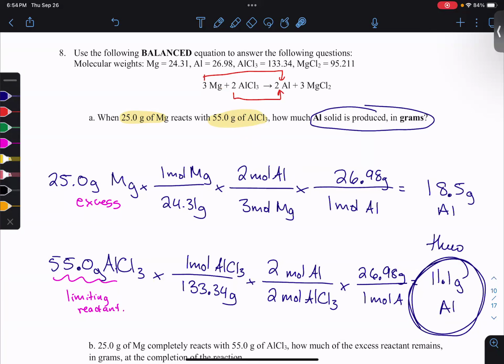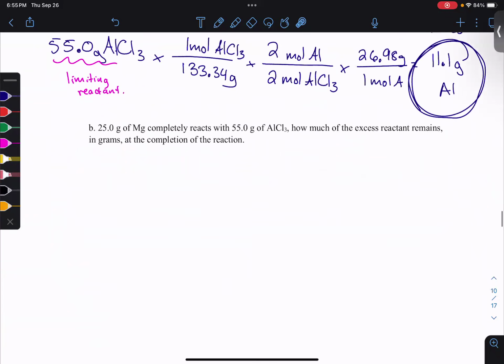I have a PhD and I can't look at these numbers and know which one runs out first. I actually have to calculate it, right? Okay, so aluminum chloride runs out first and we make 11 grams of stuff.